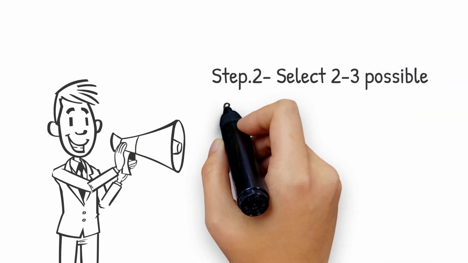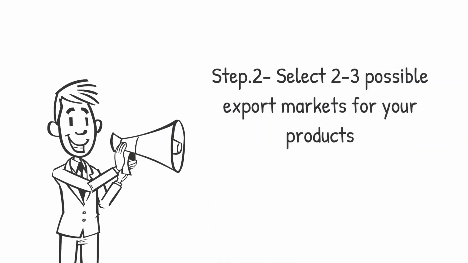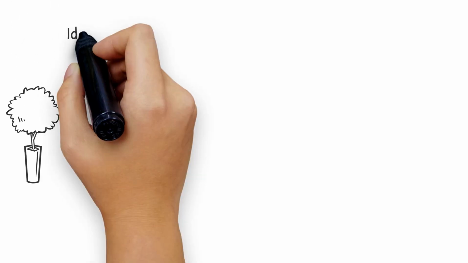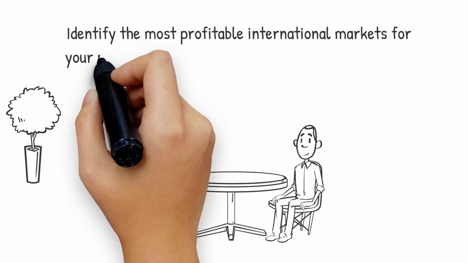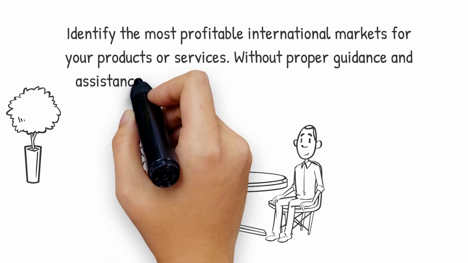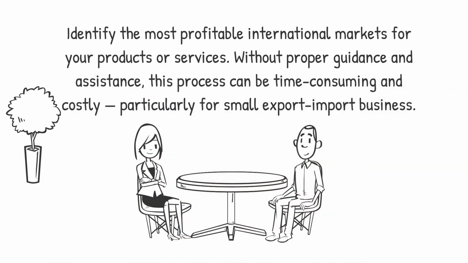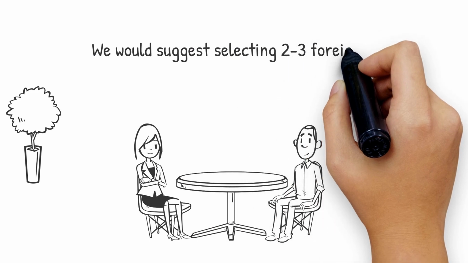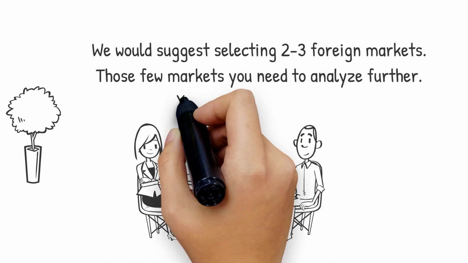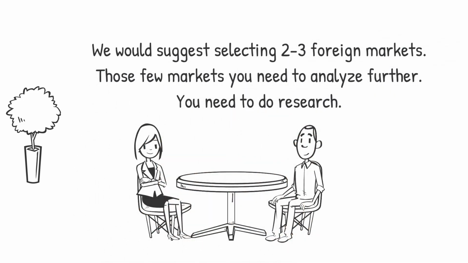Step 2. Select 2 or 3 possible markets for your products. To succeed in exporting, you must first identify the most profitable international markets for your products or services. Without proper guidance and assistance, this process can be time-consuming and costly, particularly for small businesses. We would suggest selecting 2 to 3 foreign markets. Those few markets you need to analyze further.